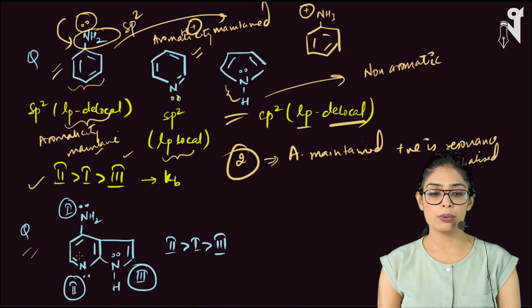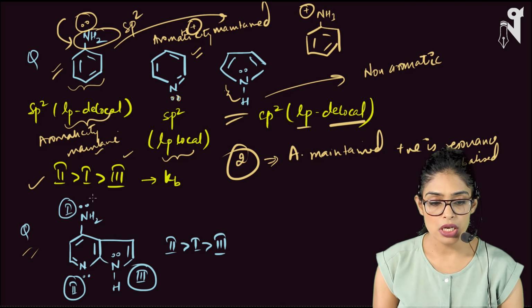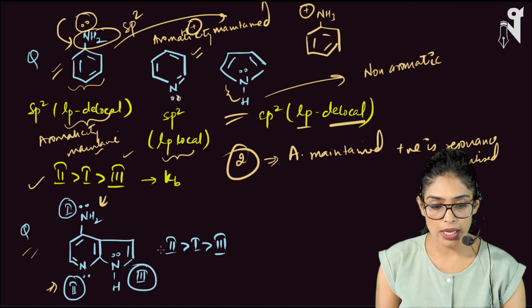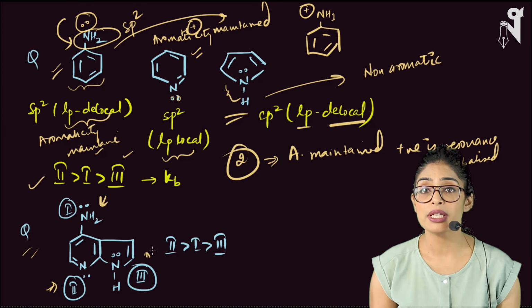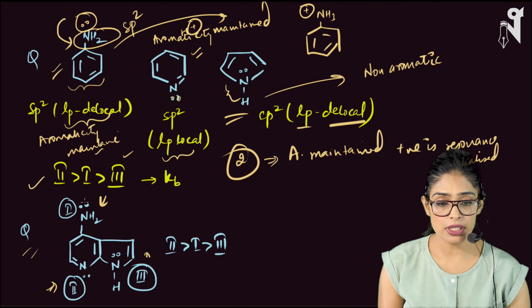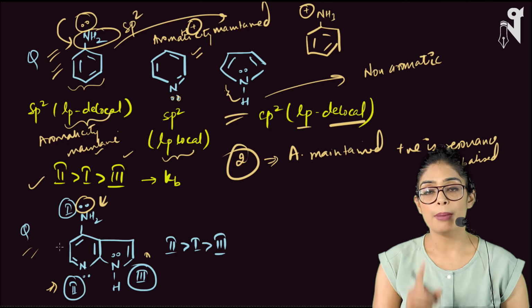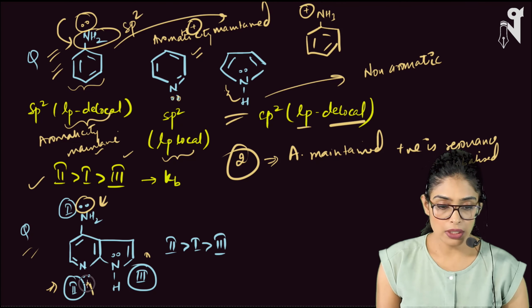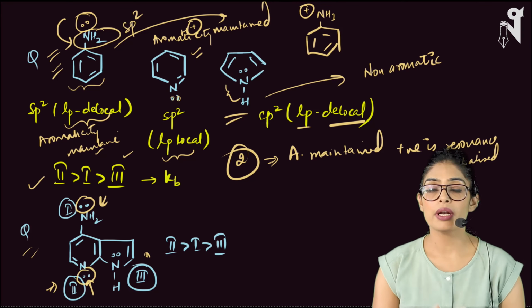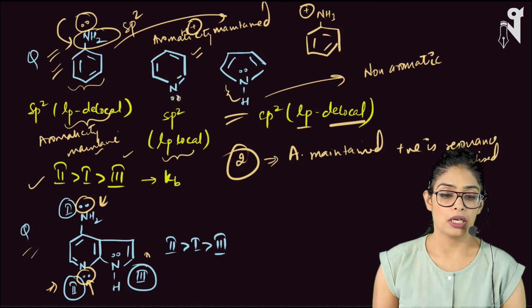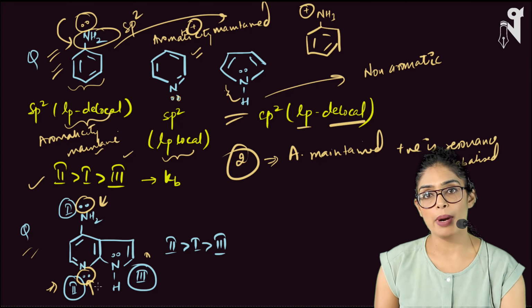Now let's talk about this question. In this question we have taken 3 nitrogens. One is here, another is here, and the third one is here. We have to tell which one is the more basic nitrogen. So here in the case of the first, again it is very similar to the aniline one, where the lone pair is delocalized but not part of aromaticity. In the second one, the lone pair is localized and it is not affecting the aromaticity of the molecule.